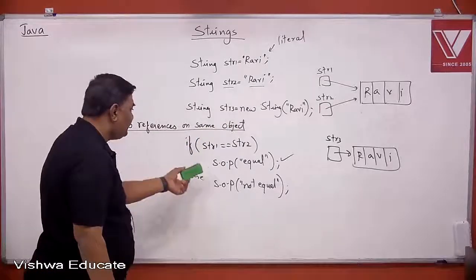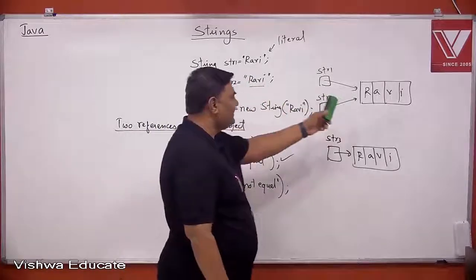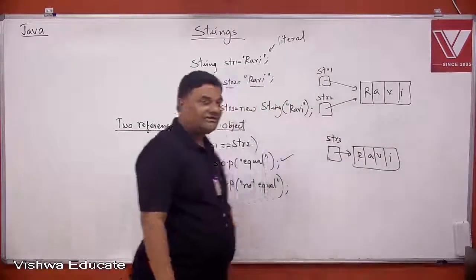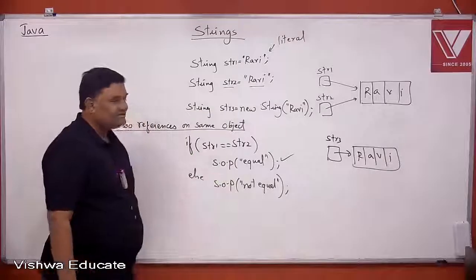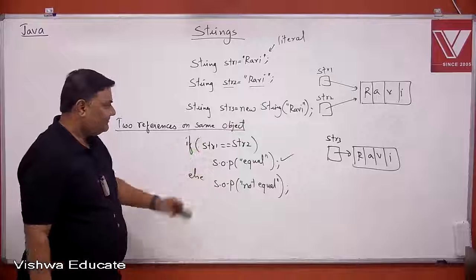So this proves that when you have taken the same string literal, then there will be a single object and both of them will be pointing to that one. This is a proof that you got this as equal. So take this one.